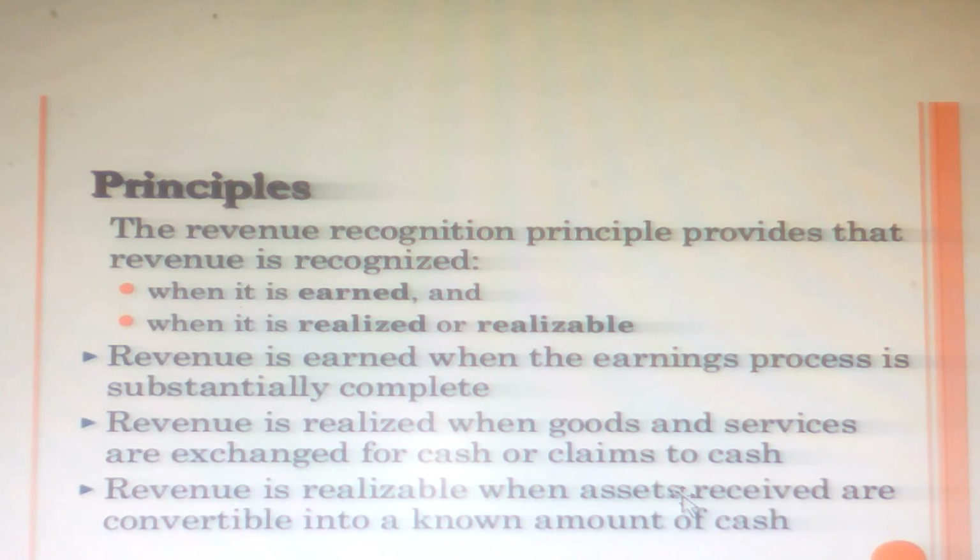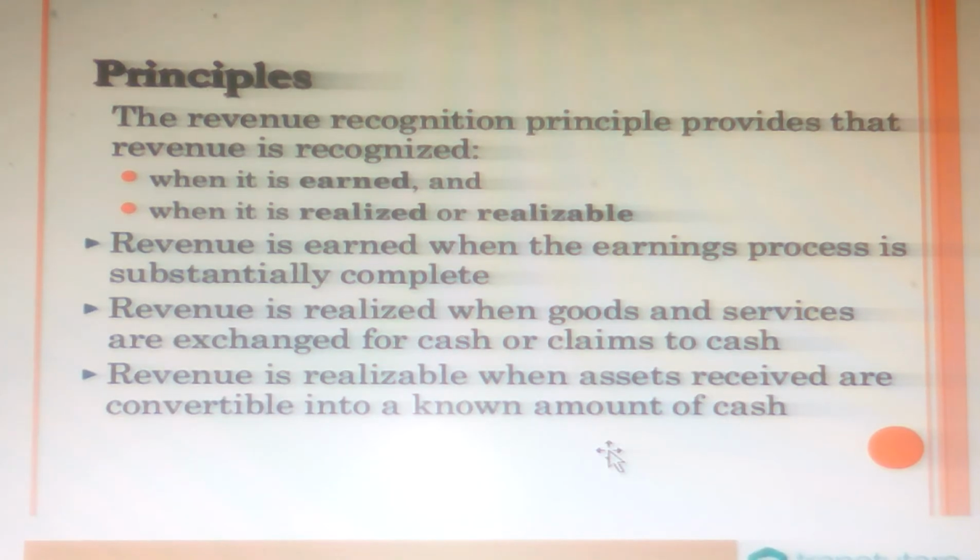See here, what are the principles of revenue recognition? The principle provides that revenue is recognized when it is earned and when it is realized or realizable. Revenue is earned when the earnings process is substantially complete. Revenue is realized when goods and services are exchanged for cash or claims to cash. Similarly, revenue is realizable when assets received are convertible into a known amount of cash. That's why revenue recognition is very important. It's related to the revenue earned during that particular period after the process, so when it is earned and realized, it is recognized as income.